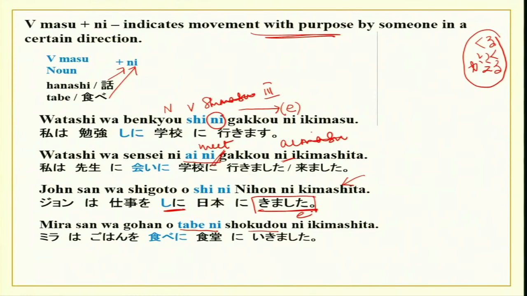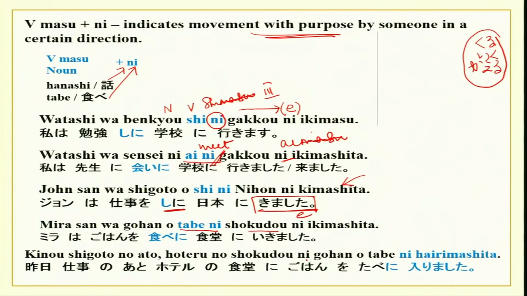Now, kino shigoto no ato, hoteru no shokudo ni gohan o tabe ni hairimashita. Yesterday after work, I entered the shokudo, which is the dining hall of the hotel, to do what? To eat gohan. Gohan o tabe ni, for the purpose of eating gohan. I think it is clear now. This is how you can make sentences with other motion verbs like hairu and deru.